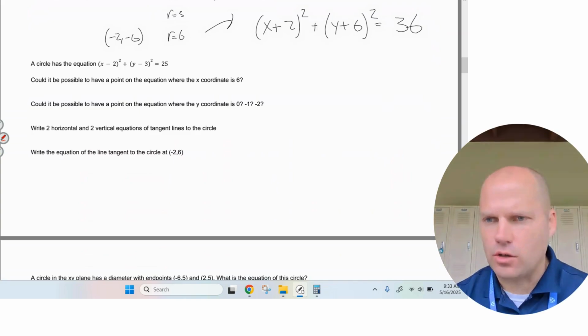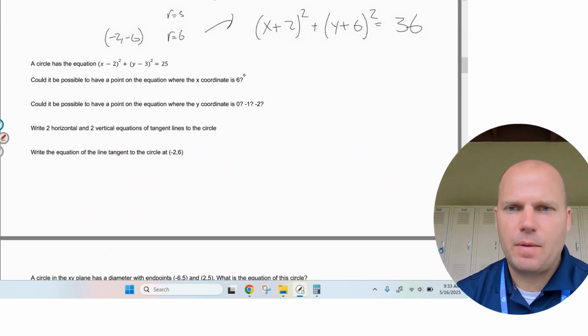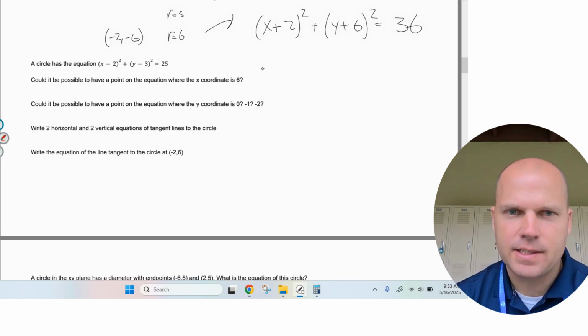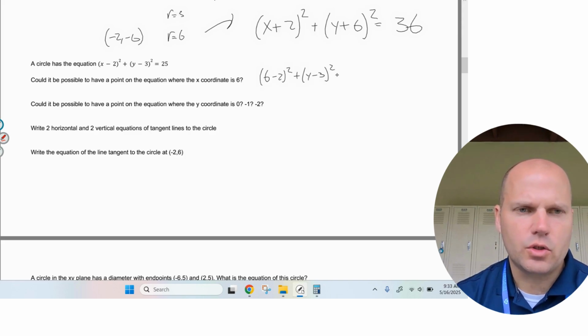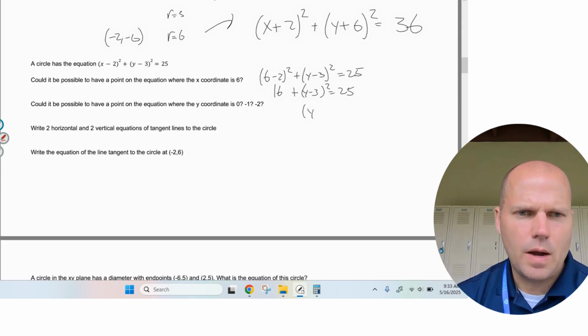How do you find points on circles? Well, plug in 6. Doesn't work. If I plug in 6 for x, I'll get (6 minus 2) squared plus (y minus 3) squared equals 25. This is 16. I got (y minus 3) squared equals 9.